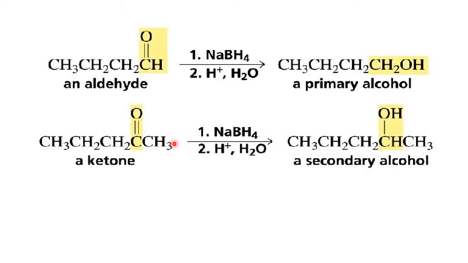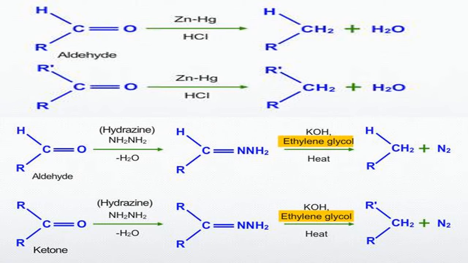These are actual examples. Till now we discussed the general example. Now these are actual examples. Aldehyde gives primary alcohol, whereas ketone gives secondary alcohol. The naming part I am leaving to you. Okay, so you please name it.